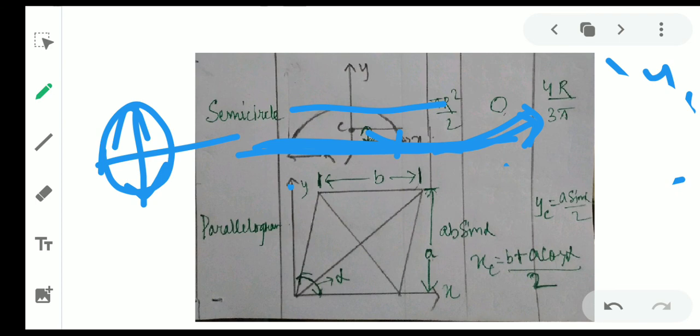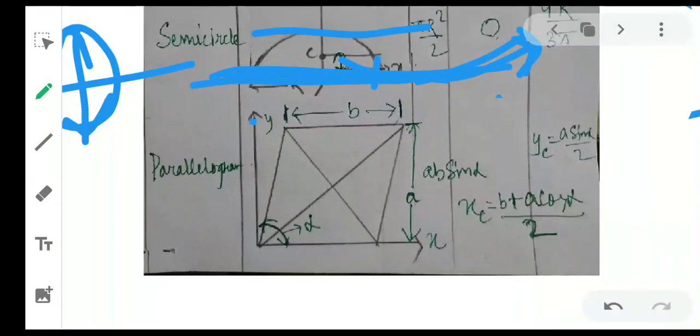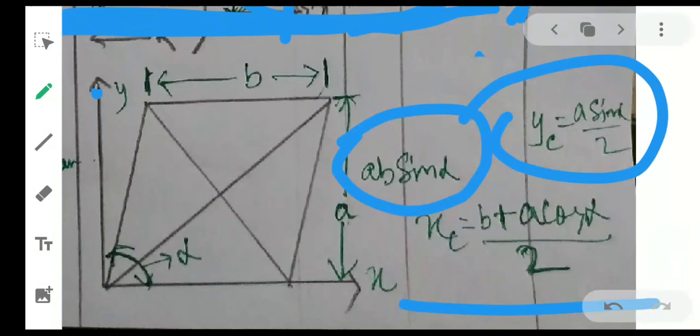Okay, then this is for a parallelogram. So the area of the parallelogram is ab sin alpha. Then xc becomes (b plus a cos alpha) by 2. Alpha is the angle between two sides. Then yc equals a sin alpha by 2. I am zooming this. You can write it down. This is a sin alpha by 2. This is (b plus a cos alpha) by 2.